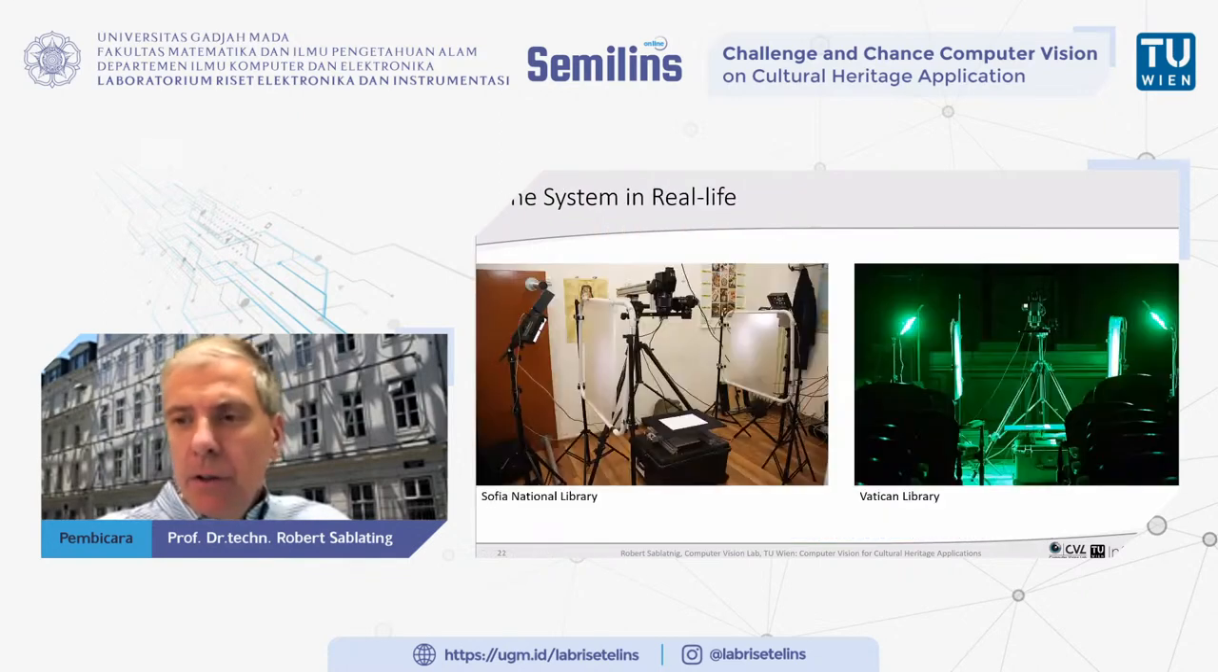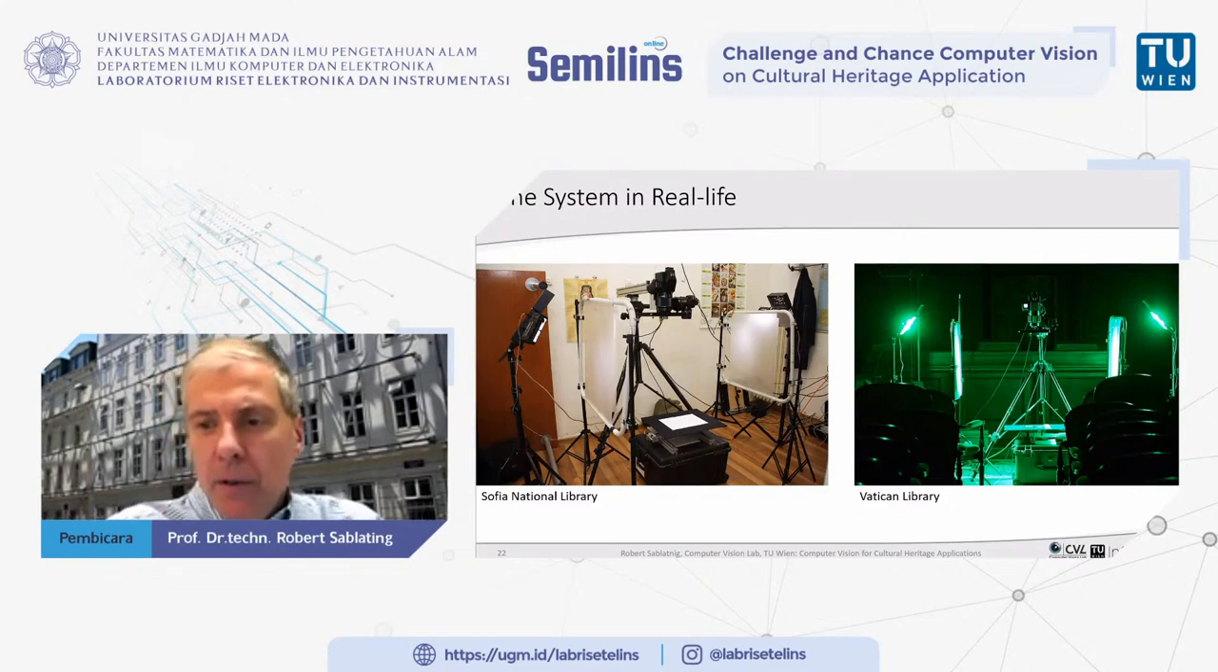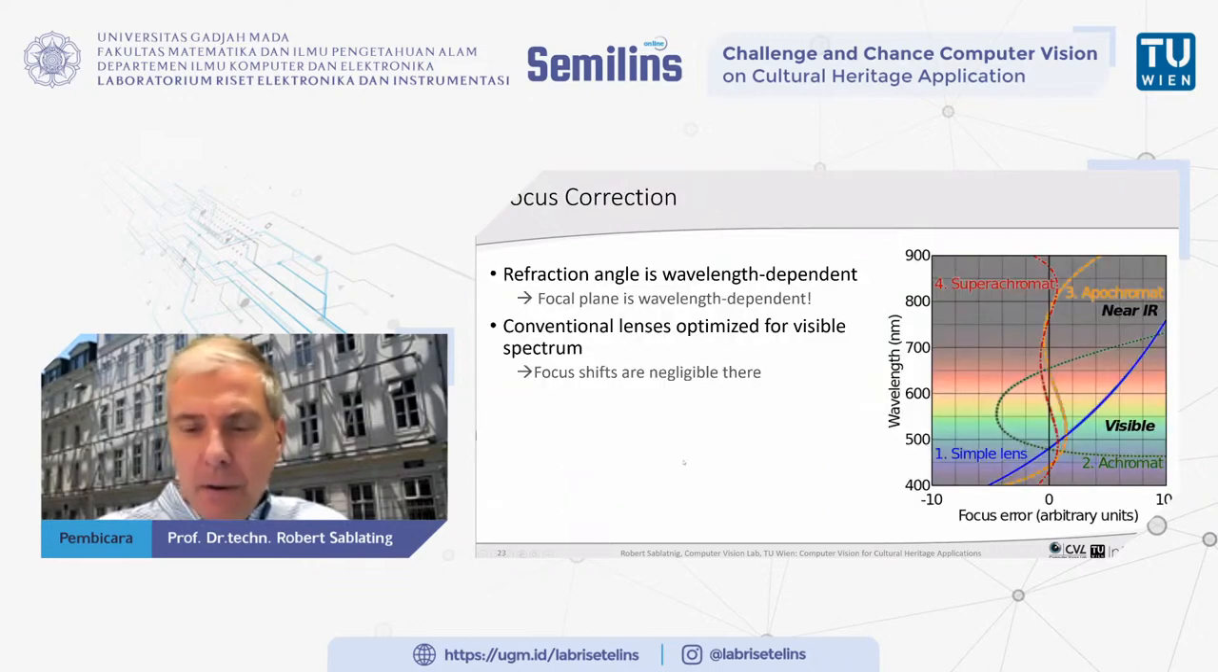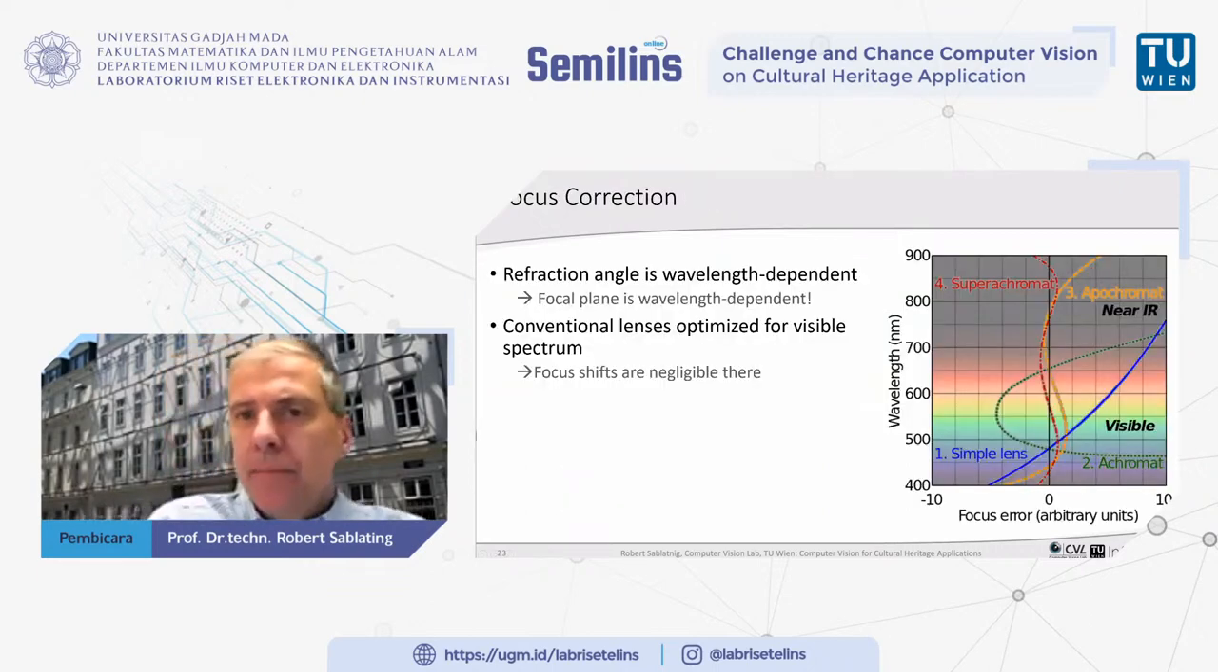And this is traditionally the place where it's done. So once again, you see these diffusers, you see the light sources, and you see this linear unit that is transporting the object from left to right, and the different cameras mounted in place. And this is, for instance, in Sofia in Bulgaria, and this in the Vatican, and they are pretty much always the same. So we travel with this kind of device from place to place and get the images.